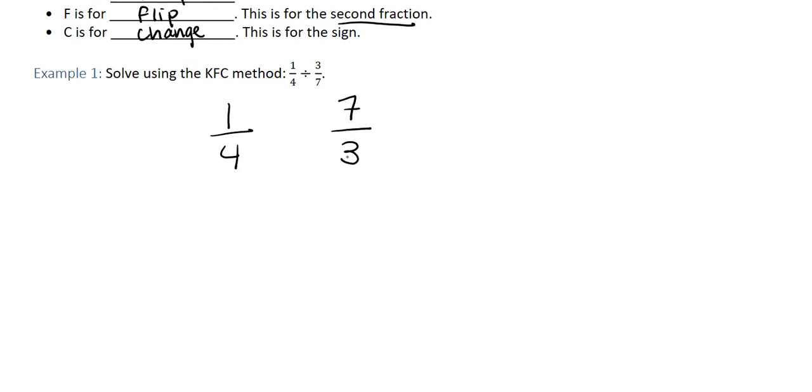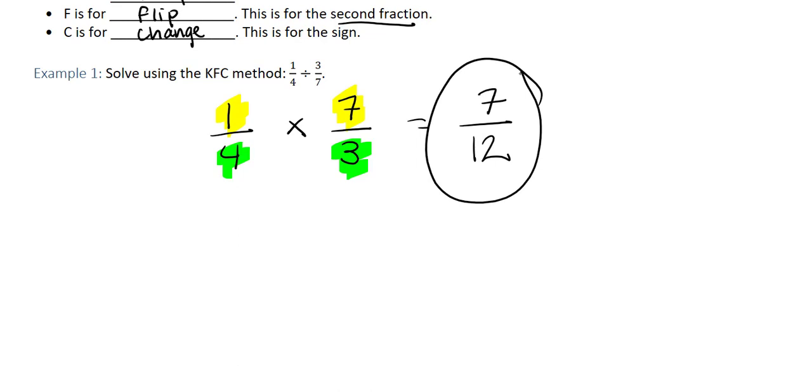And then next we're going to change the sign. So because we did the flip on the second fraction, we can now change our division to multiplication. And this is a much easier problem for us to solve. So, like we've done before, we're just going to go ahead and multiply the top numbers together, and we'll multiply the bottom numbers together. So 1 times 7 is equal to 7. 4 times 3 is equal to 12. So 1/4 divided by 3/7 is equal to 7 over 12. And we solved this using the KFC method.